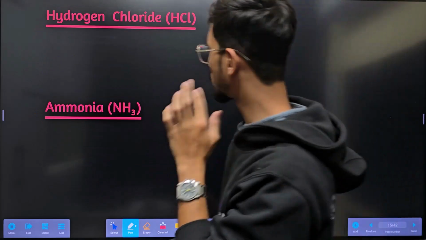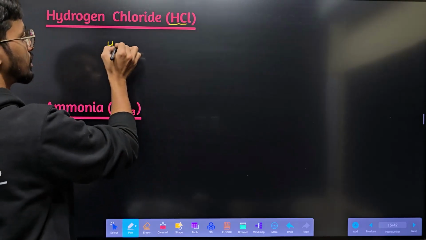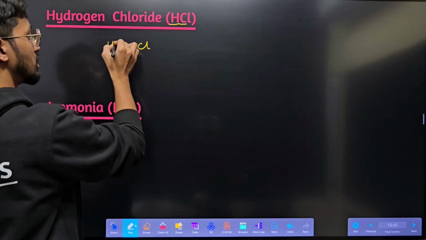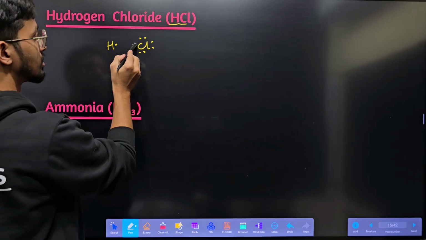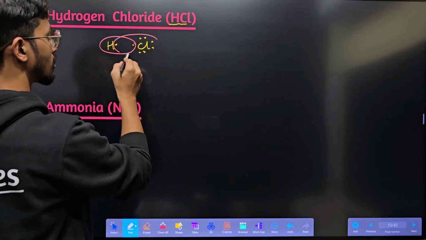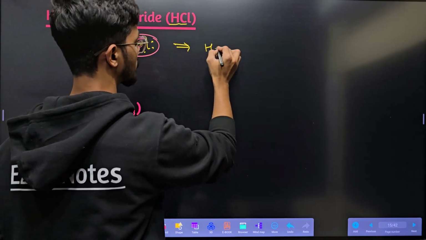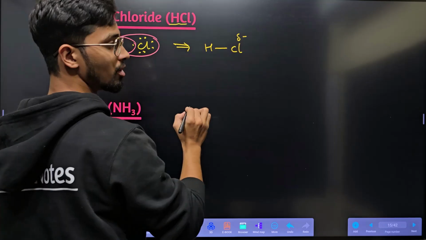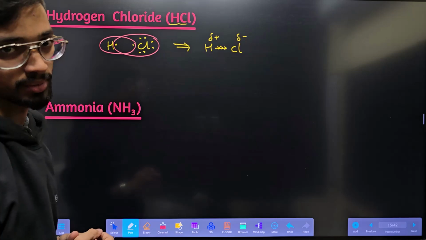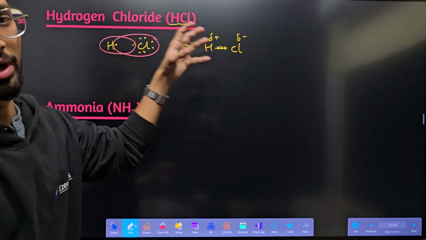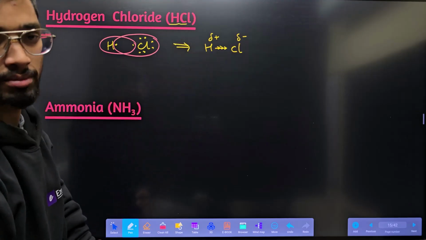Next, hydrogen chloride. See, HCl, hydrogen and chlorine. H and Cl. Hydrogen has only one electron, chlorine has 1, 2, 3, 4, 5, 6, and 7. So hydrogen will form a duplet and chlorine will also form an octet. So it will be like this, HCl, but delta negative will be on Cl and delta positive will be on hydrogen. So in this way the bond will be formed. The more electronegative atom will carry delta negative and the less electronegative will carry delta positive.